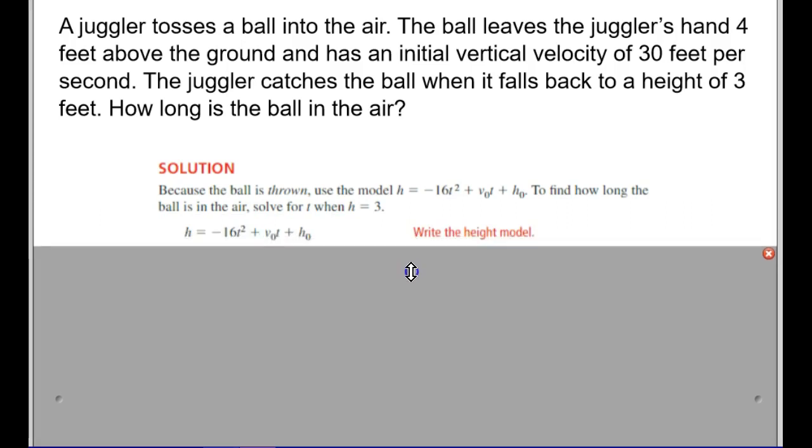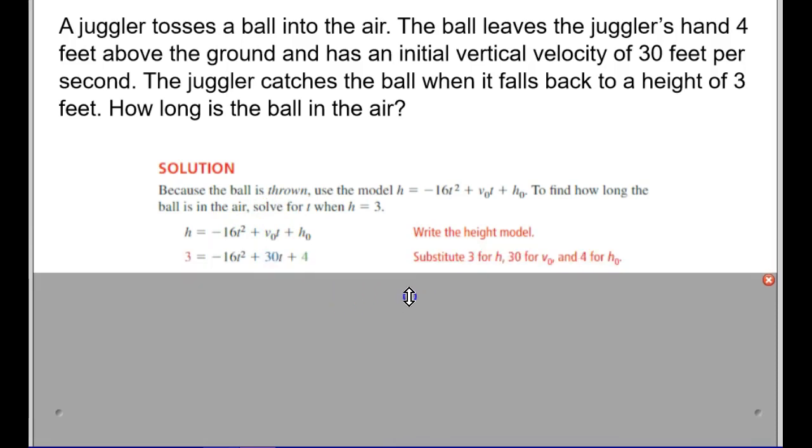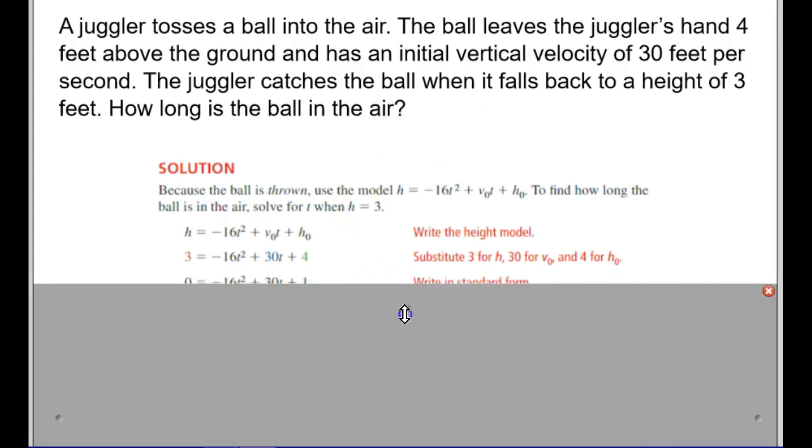Okay, so first I write my height model, and I know I'm going to use this because I have a ball that's thrown, not just dropped, and then I substitute what I know. I know the initial height, and I know the initial velocity. Here I want to also substitute in 3 for h, because I'm trying to find what the time was when it was 3 feet high. So I can do that as well.